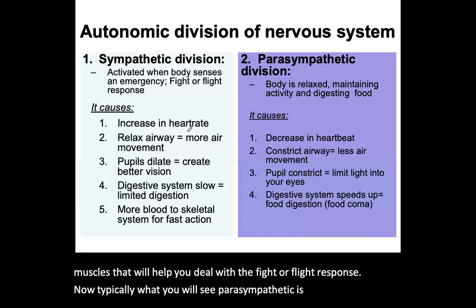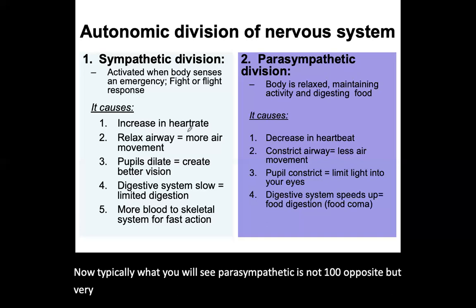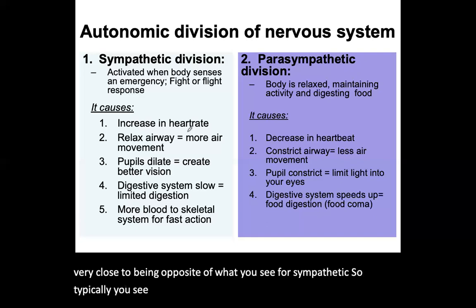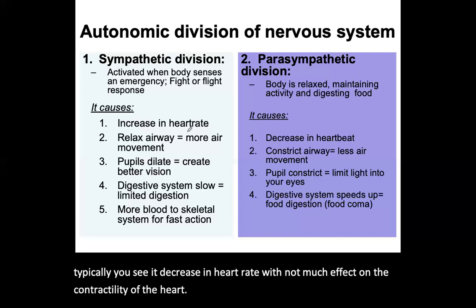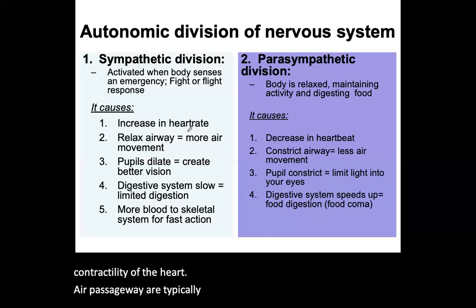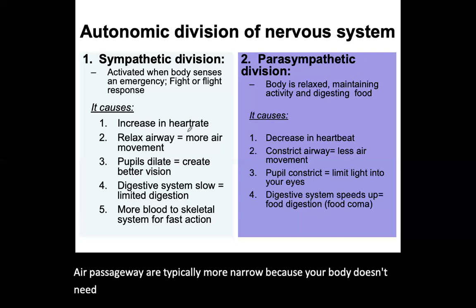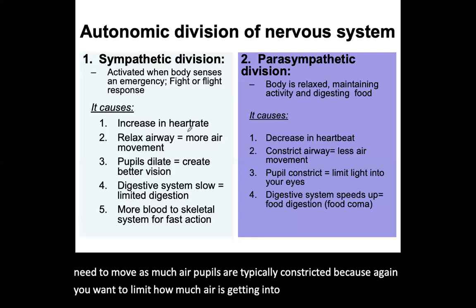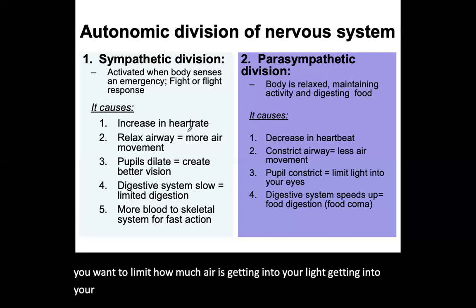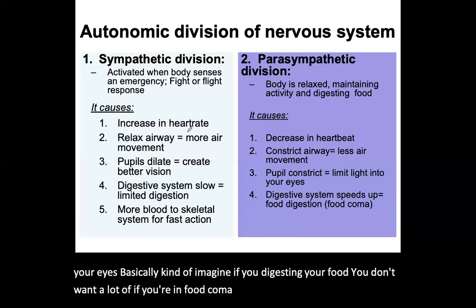Now, what you will see with parasympathetic is not 100% opposite, but very close to being opposite of what you see for sympathetic. So typically, you see a decrease in heart rate with not much effect on the contractility of the heart. Air passageways are typically more narrow because your body doesn't need to move as much air. Pupils are typically constricted because you want to limit how much light is getting into your eyes. Imagine if you're digesting your food, you don't want a lot of light. If you're in a food coma, you don't want to be in a bright environment.